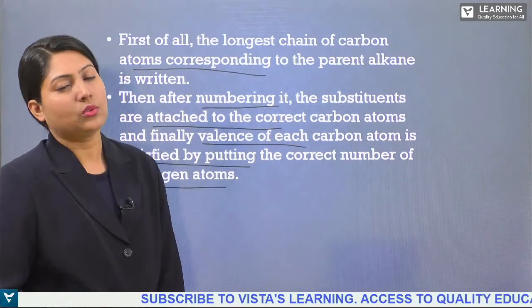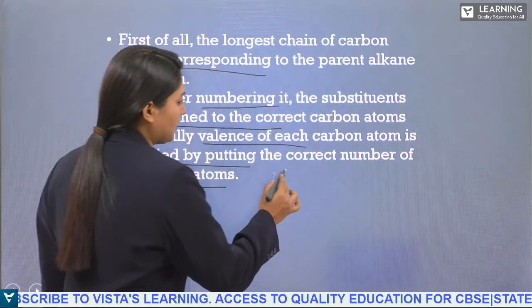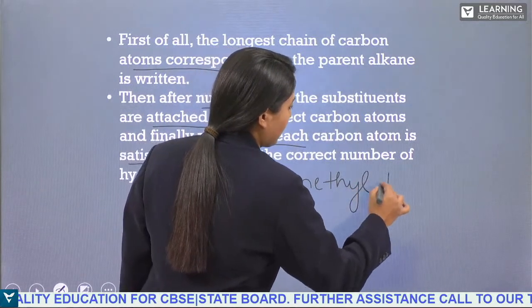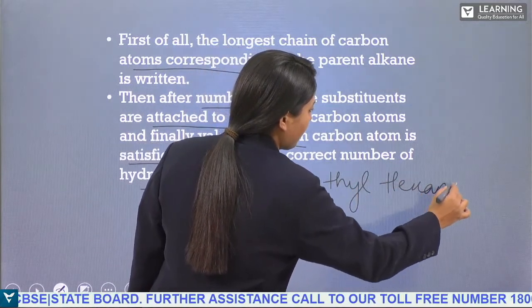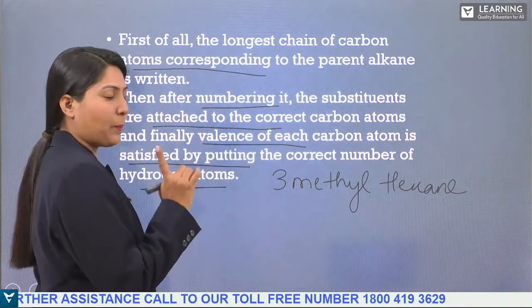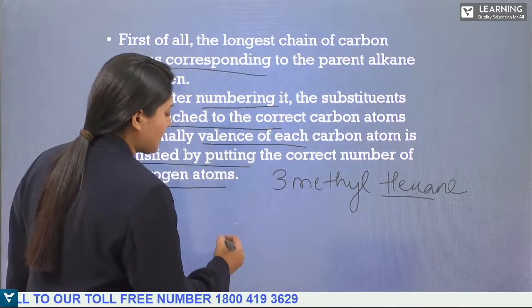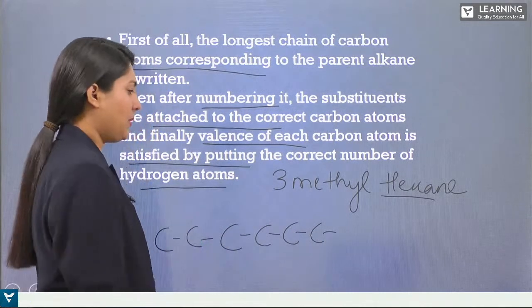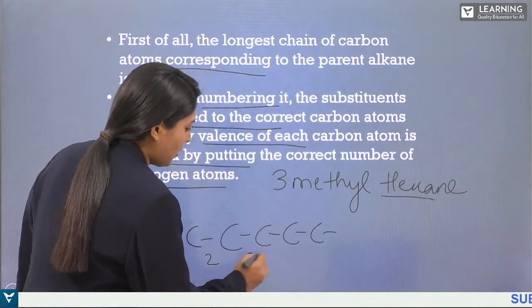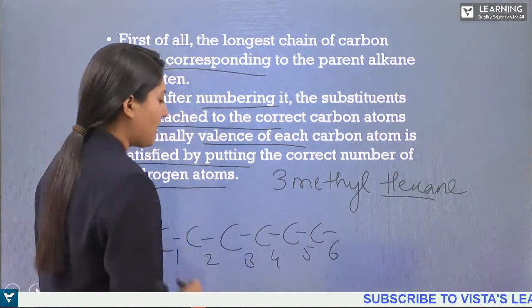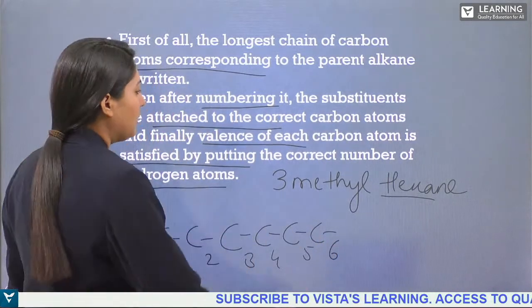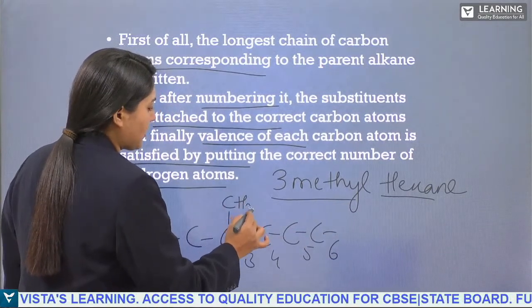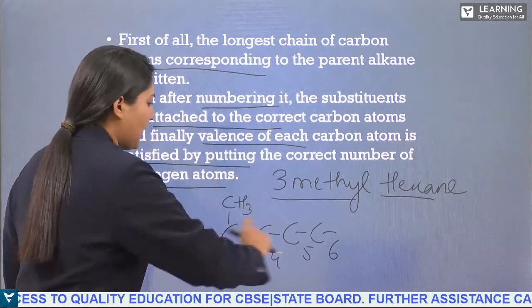For example, if I tell you to write 3-methyl hexane, how to write this? Which gives you the parent chain? Hex. Hex means 6. Hexane. So we have 6 carbon atoms. So numbering 1, 2, 3, 4, 5, 6. Either you can number from here or there. 3-methyl means at the third carbon atom we have a methyl group present. So this will give you 3-methyl hexane.